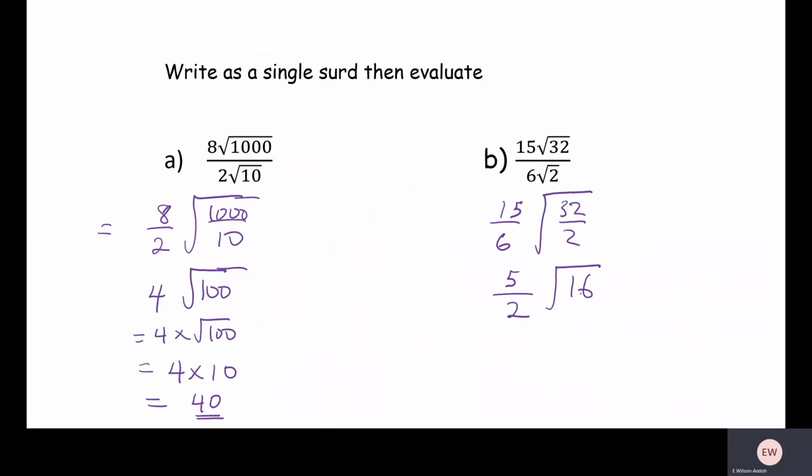Now root 16, we have 5 over 2 root 16. This is the same as 5 over 2 times root 16, and root 16 is equal to 4. So we have 5 over 2 times 4. We can add over 1 because 4 is a whole number. And this will give us 20 over 2, which is equal to 10.